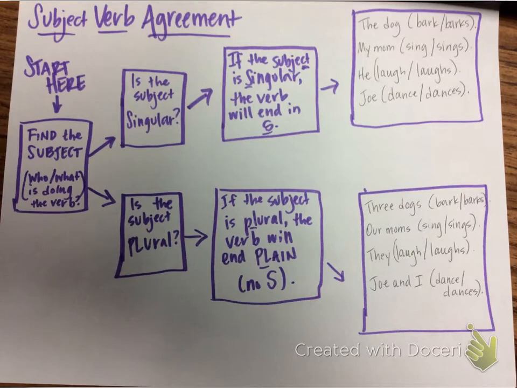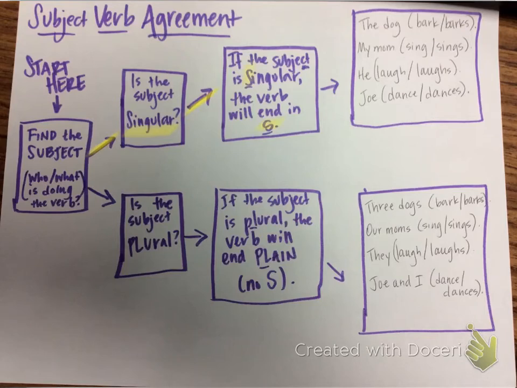So let's go back through this one more time. Remember, we're going to start here. We're going to find the subject first. Then we're going to ask ourselves, is the subject singular? If so, then we're proceeding on. If the subject is singular, the verb will end in S.